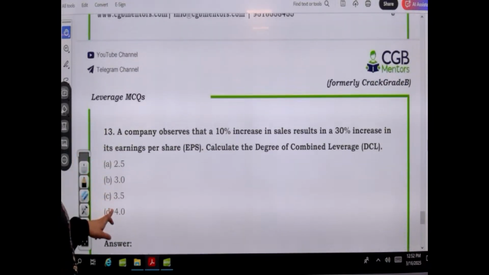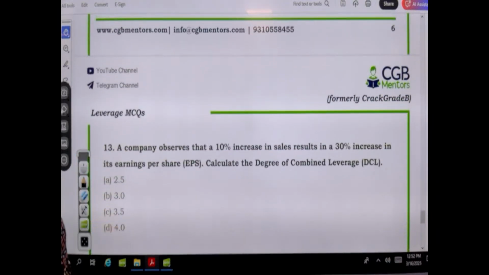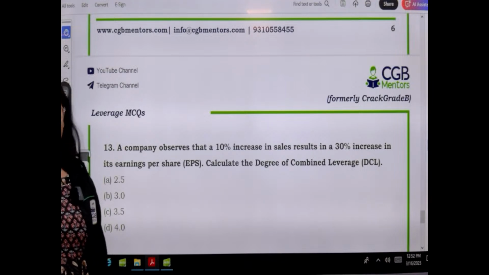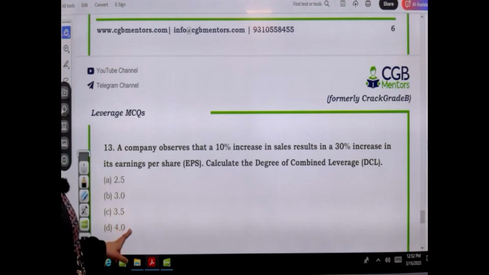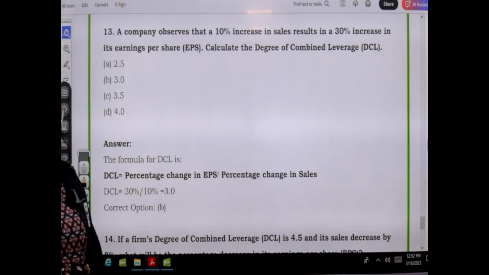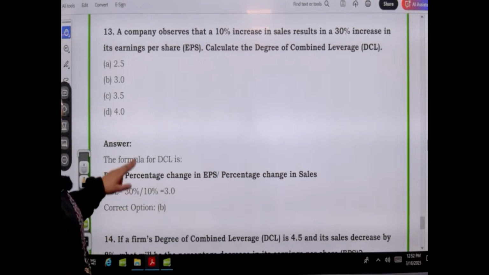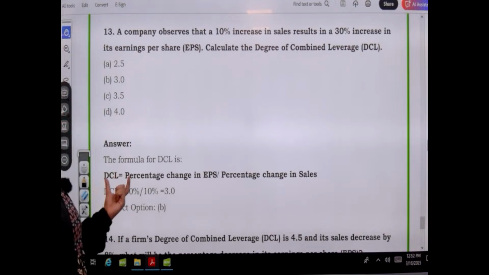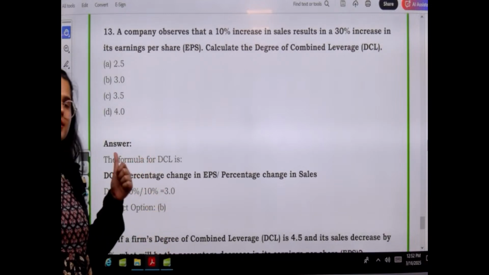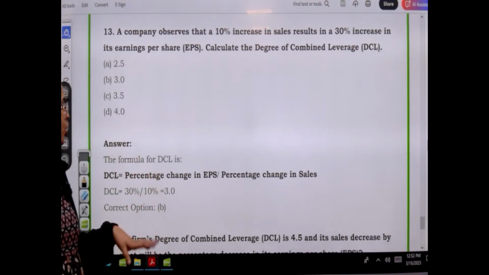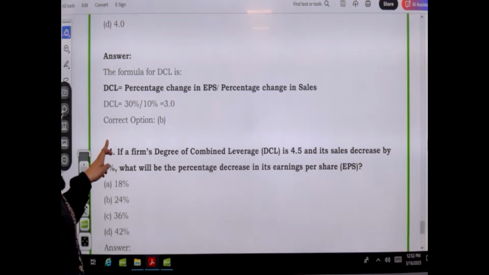Next we have a company that observes that a 10% increase in sales results in a 30% increase in EPS. You have to calculate the combined leverage over here. So you should know the formula of combined leverage, percentage change in EPS divided by percentage change in sales, right? 30% given, 10% given, divided, you will get your DCL at 3. Remember that DCL always has the formula operating leverage multiplied by financial leverage. You can calculate in that way as well.